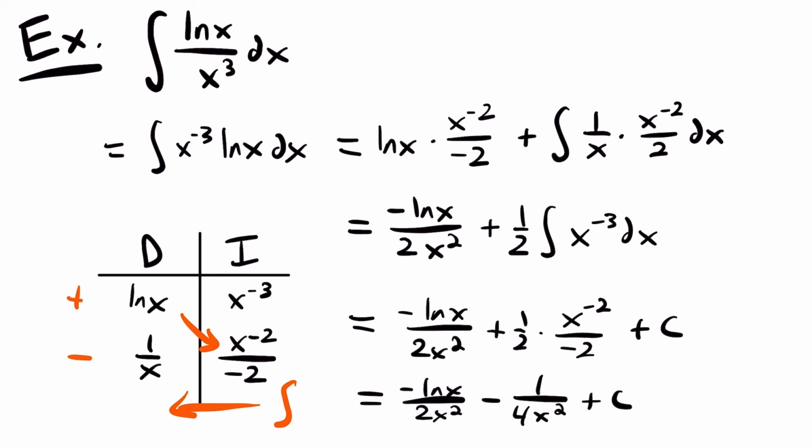2 times 2 is 4. We brought that negative out front and moved x to the negative second power to the denominator, so we have x to the positive second power. And so this is the final answer to this integral. And so that was the last example for this video on using the tabular method for integration by parts.